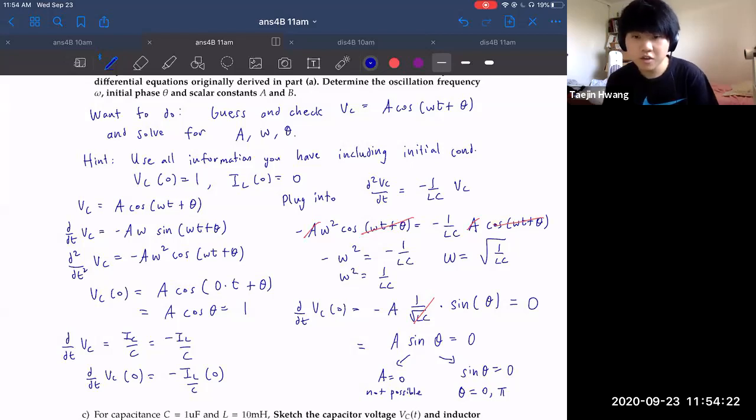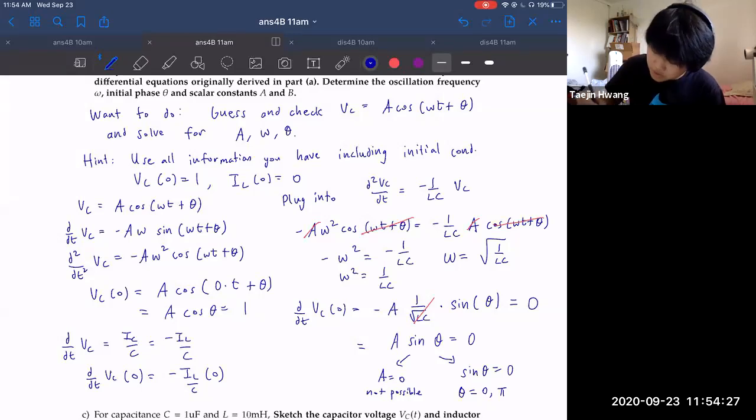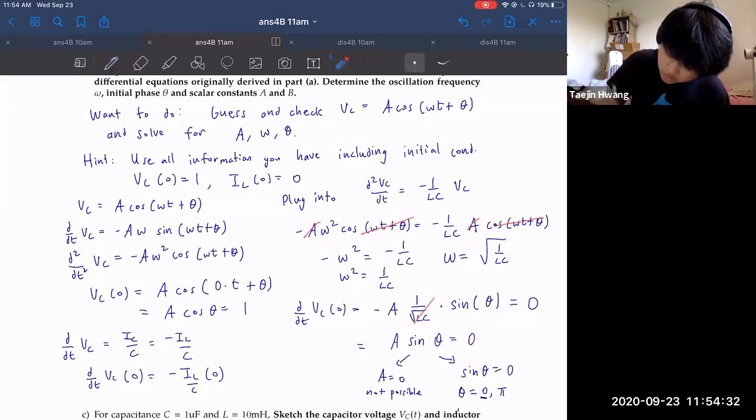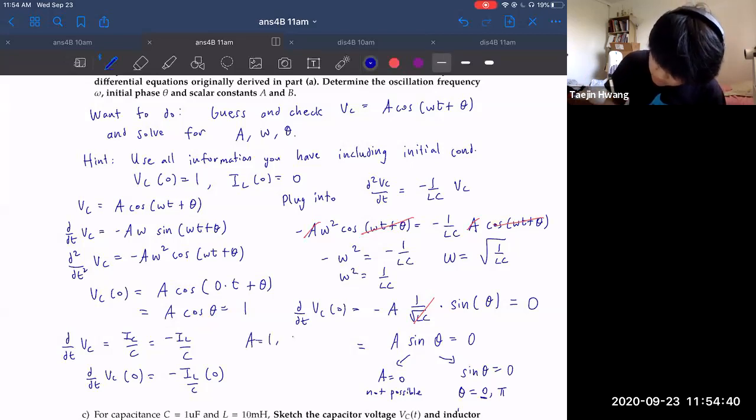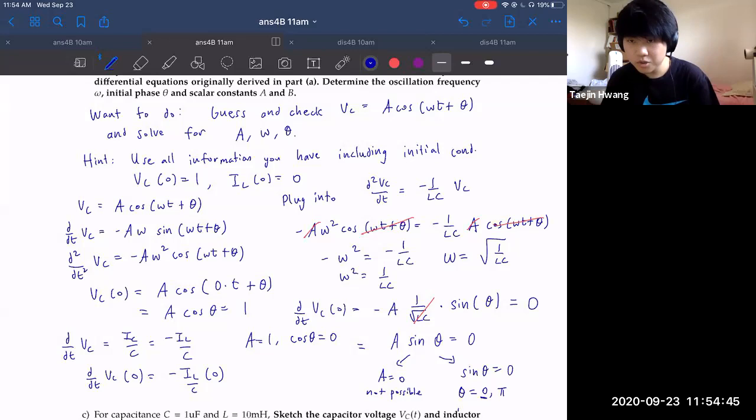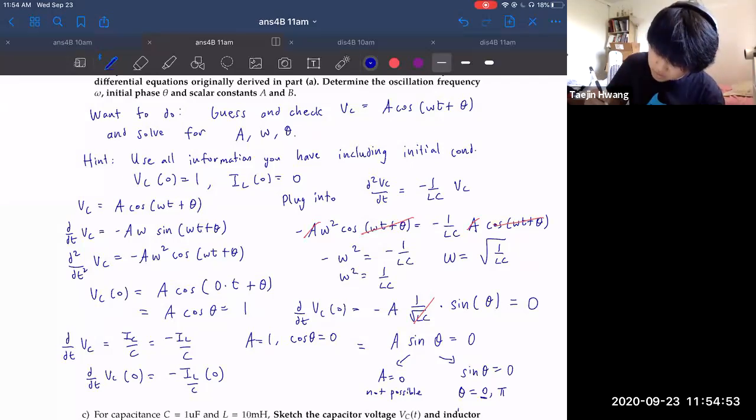And again, we're going to have two cases, but both of them are going to lead to the same solution. Because if theta is equal to 0, A is going to be equal to 1 since cosine of theta is 1. So A times 1 is equal to 1. So A is equal to 1 and theta is equal to 0. Or the other solution is A is equal to -1 and theta is equal to pi. And those two solutions will be the exact same because VC is equal to cosine of omega t.